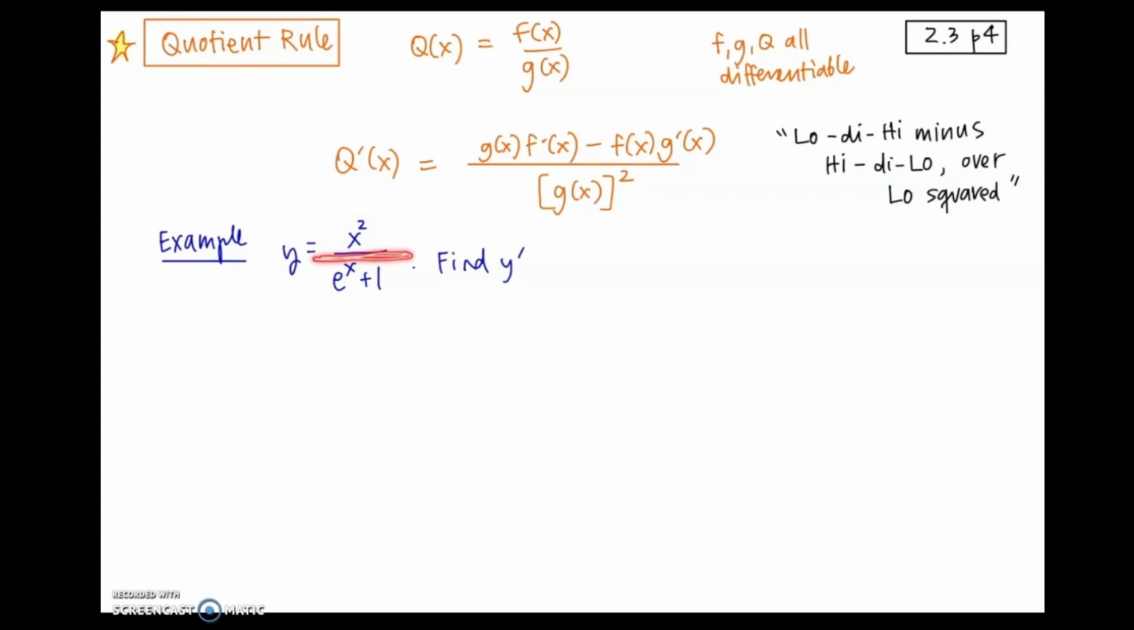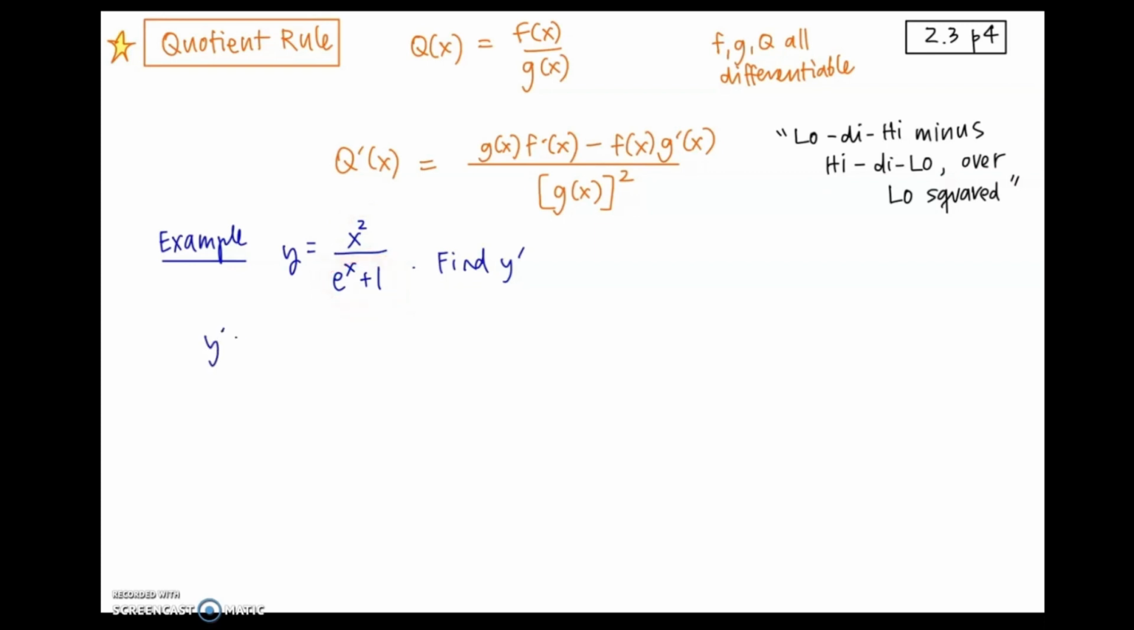entire function is a product. Not product, quotient, sorry. This entire function is a quotient, so this is why we would want to use the quotient rule here. So we're going to start with low derivative of high minus high derivative of low all over low squared.